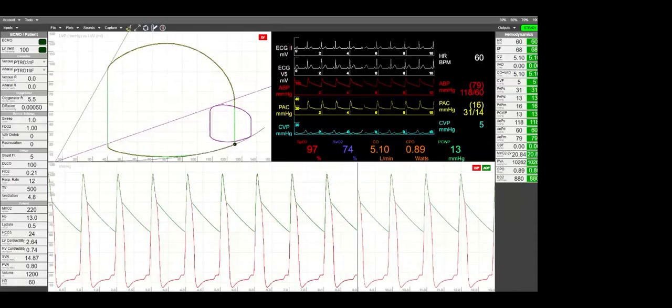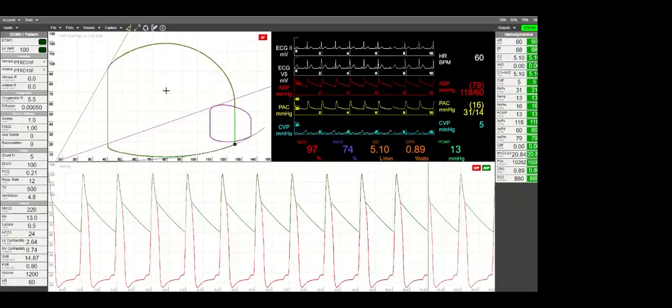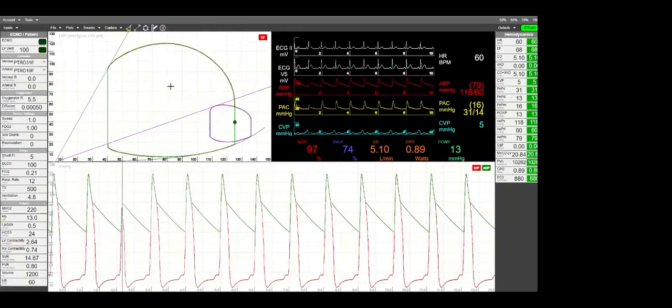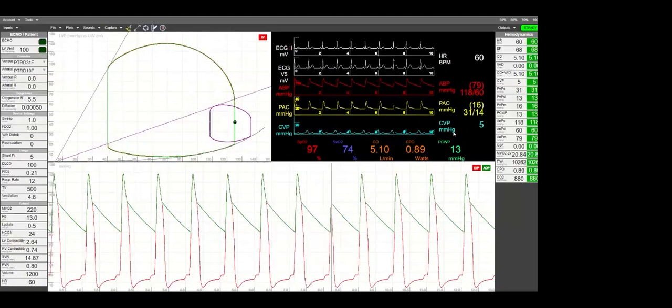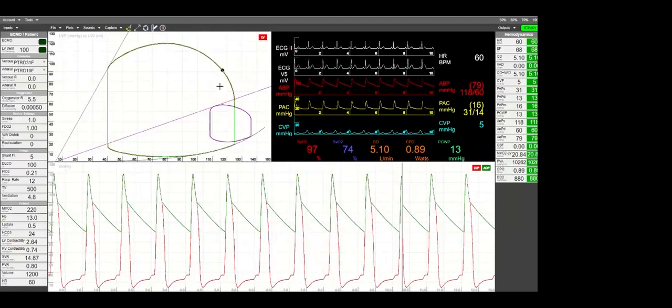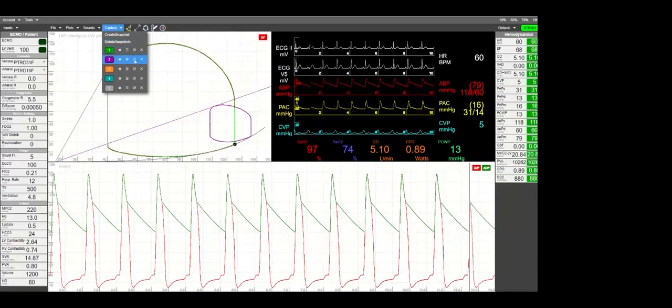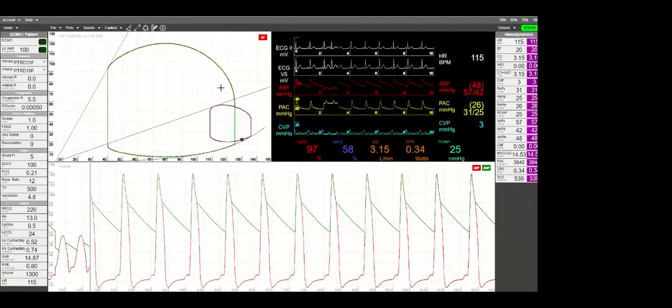So we're going to jump into the Harvey app and kind of take a look at these in real time in the simulator. So this green loop is going to represent a nice healthy heart with normal pressures, normal volumes, normal numbers on the monitor here. And then this purple loop is going to represent a general cardiogenic shock state.